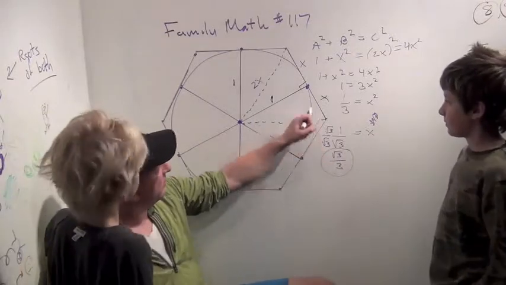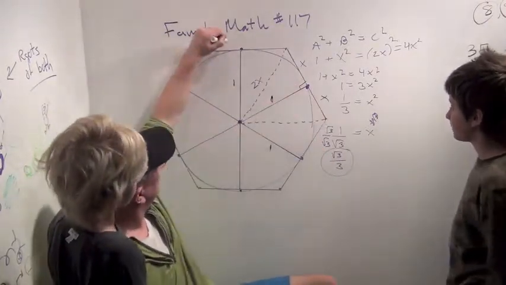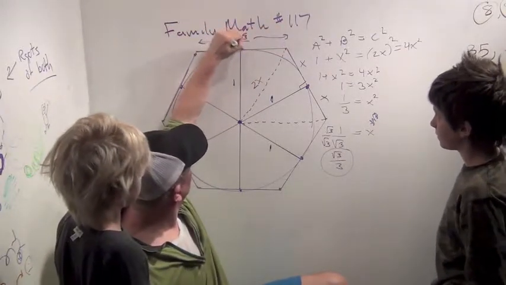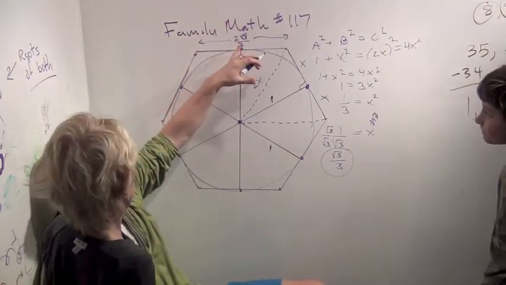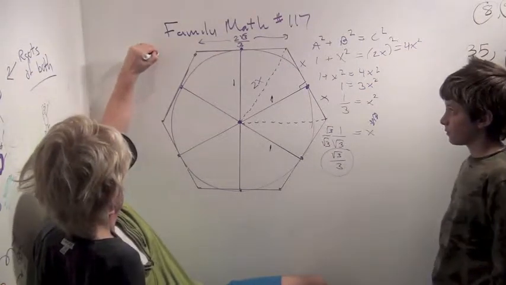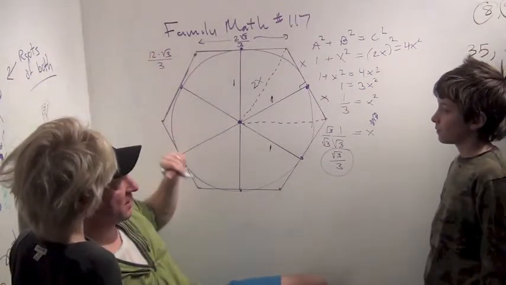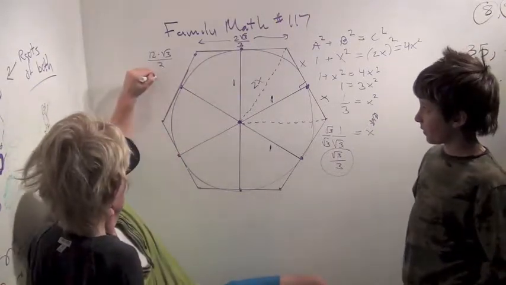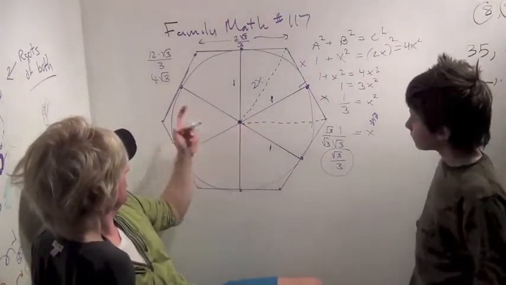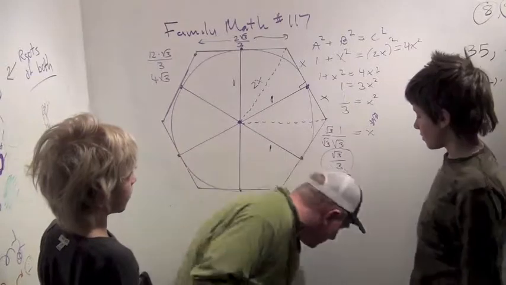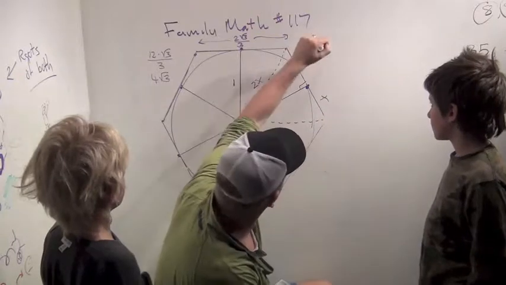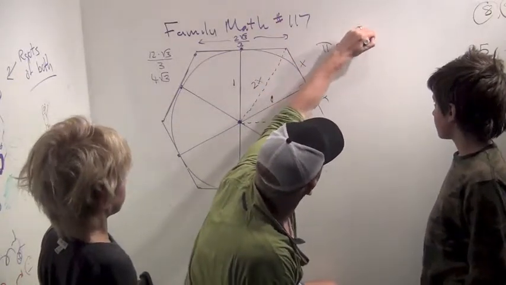So x is the square root of 3 over 3. That means 2x, this distance here, is 2 times the square root of 3 over 3. So the distance all the way around is 6 times that, right? So I get 12 times the square root of 3 over 3, and that simplifies to 4 times the square root of 3. Now I have to divide by the diameter, which is 2. What's 4 times the square root of 3 divided by 2? It's 2 times the square root of 3. So we just got an approximation that says pi is approximately 2 times the square root of 3.